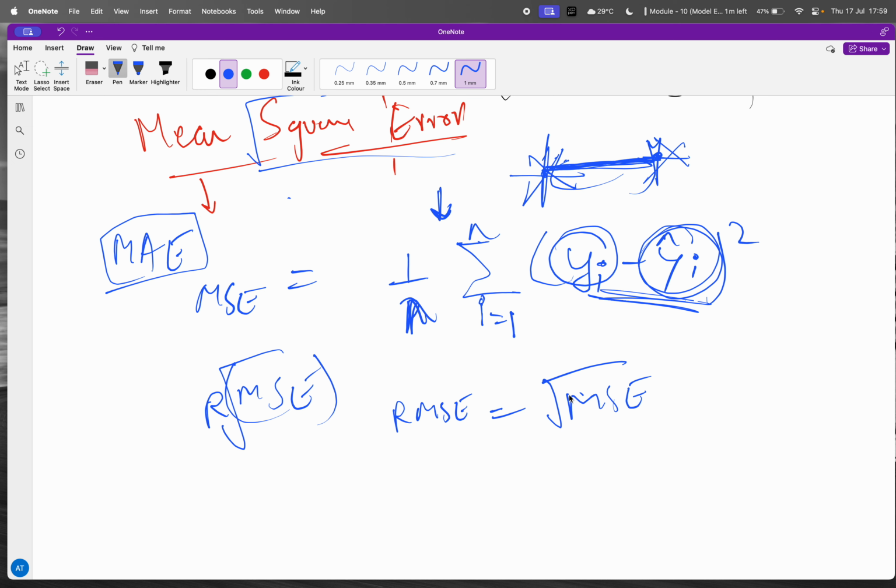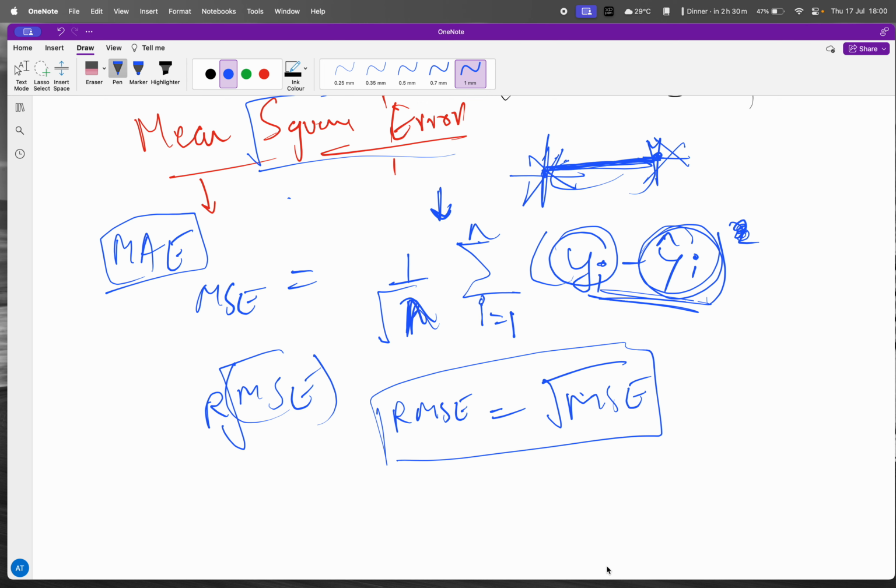Like bringing back the, see, here we squared it, and then we removed the square, but over here this n will also get the square root, right? So we are just reducing our error back to the same original unit it actually was. So root mean square error, again we'll check in our next class.